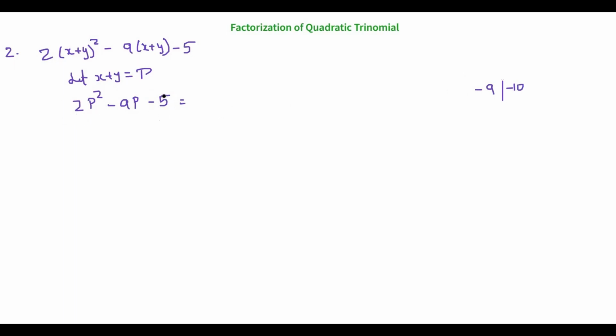You will not write it as 5 because there is a number in the first term. You would always multiply this last constant with the first term and then solve. So we need -9 and -10. Let's think what will give us this.